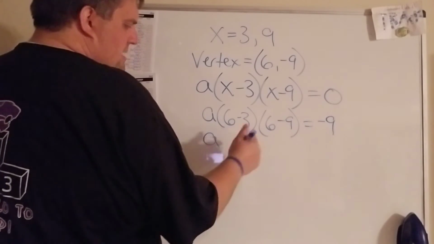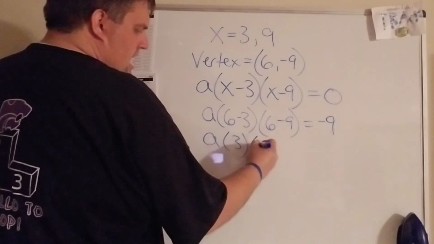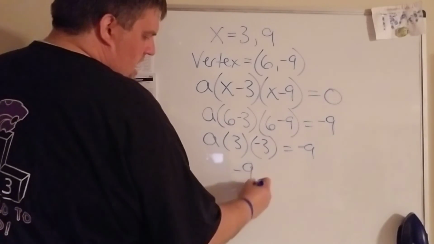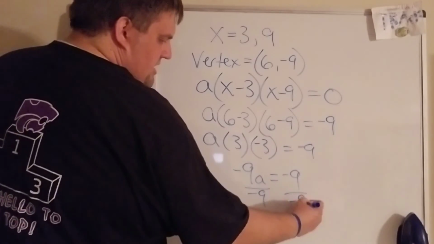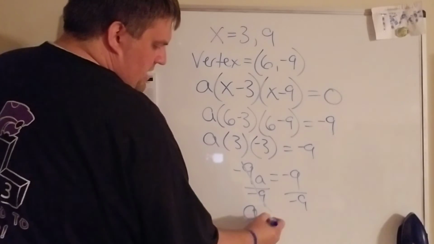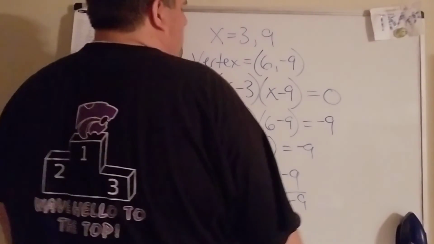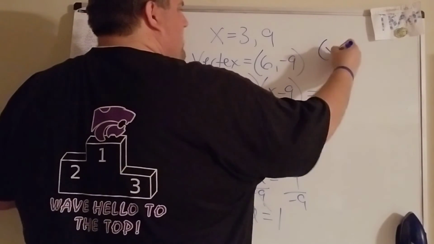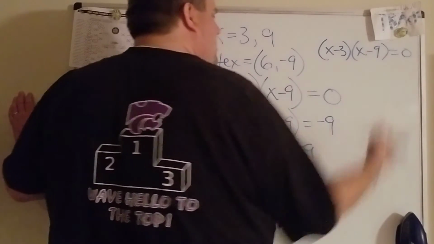Do a little bit of math. 6 minus 3 is 3. Lots of 3's today. 6 minus 9 is negative 3. 3 times negative 3 is negative 9, times a equals negative 9. And again, this almost looks like the exact same problem. Divide and we get a equals 1. So it did not have a GCF because our a value is 1 in the front. So I know my function is just x minus 3 times x minus 9 equals 0.